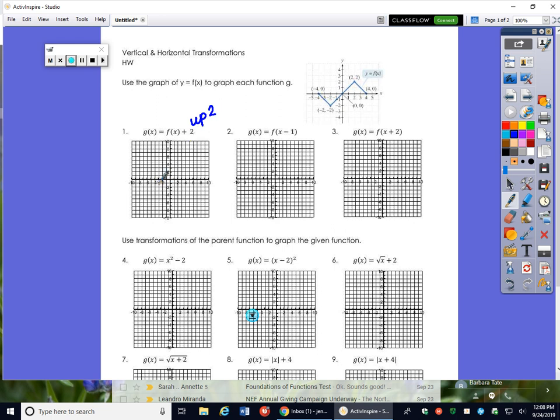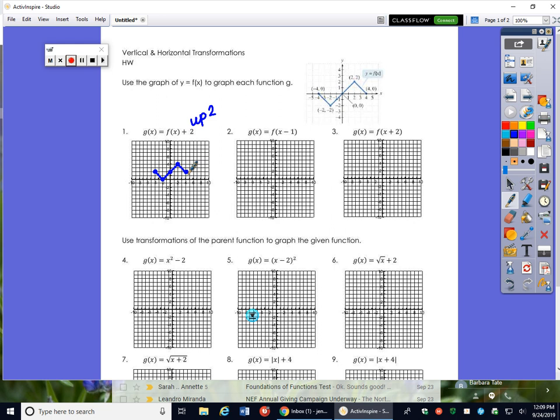So we're going to take each one of those points. So -4, 0 goes up 2 with it. So -2, if we go up, it becomes -2, 0. 2, 2 goes up to 2, 4. I'm sorry, 0, 0 goes up to 0, 2. And the last one, 4, 0 goes up to 4, 2. And this would be our new function.